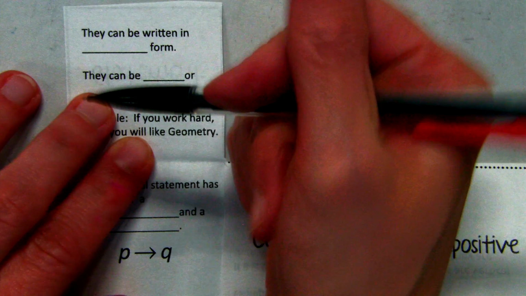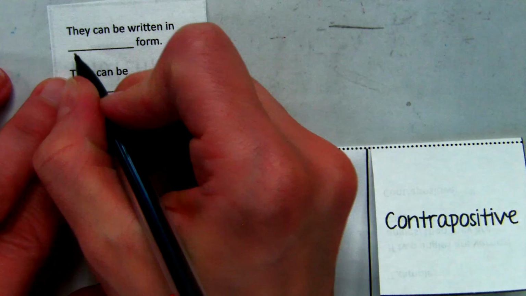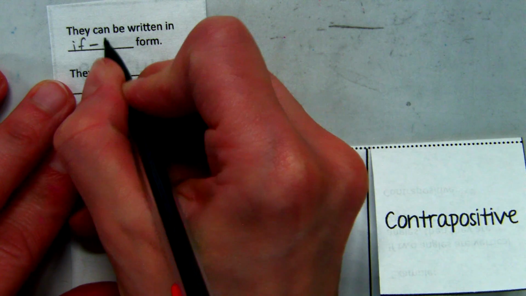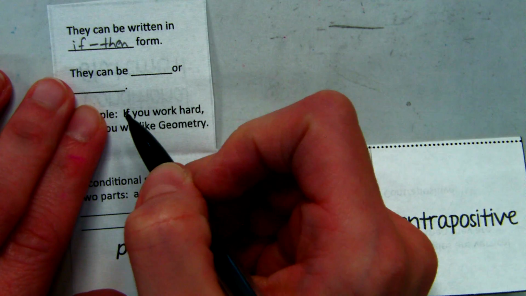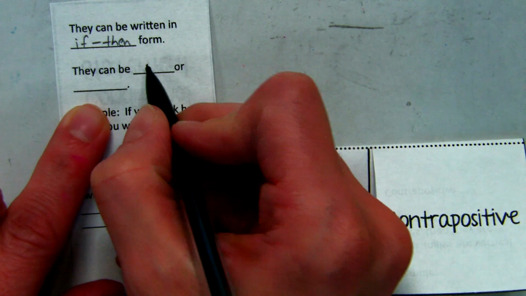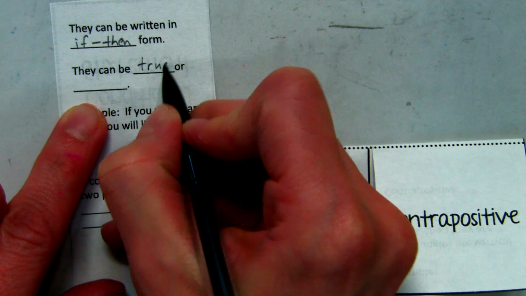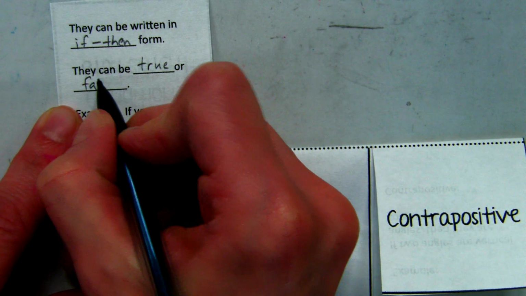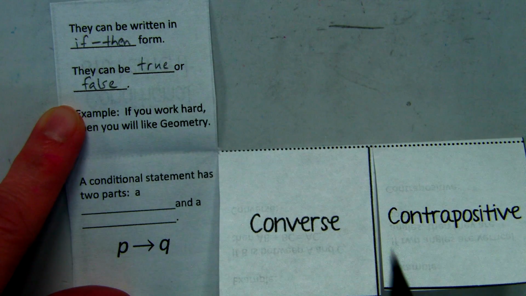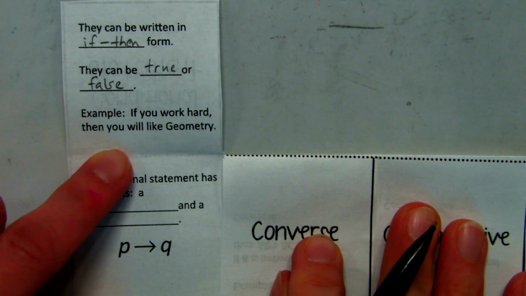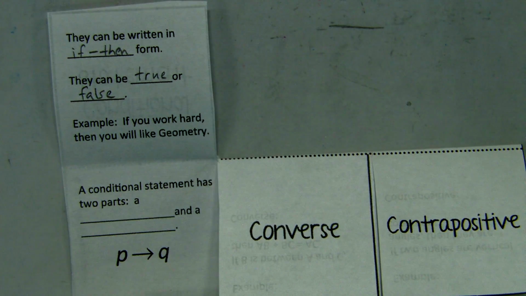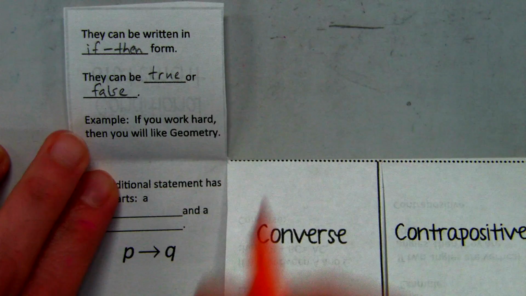Conditional statements can be written in if-then form. So you're going to have an if and a then for the two parts of your statement. They can be true or they can be false. Just because you put it in an if-then statement doesn't necessarily mean that it's true. There's an example of a conditional statement here. It says, if you work hard, then you will like geometry.